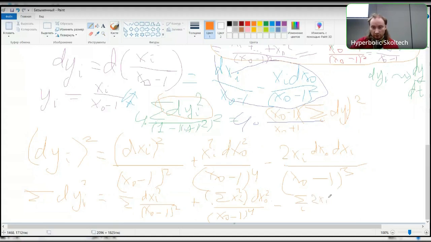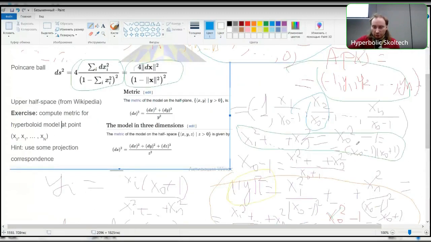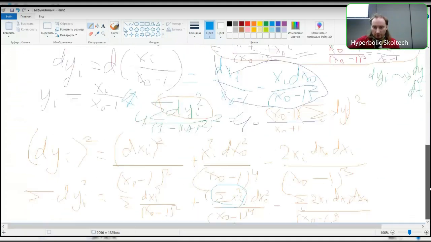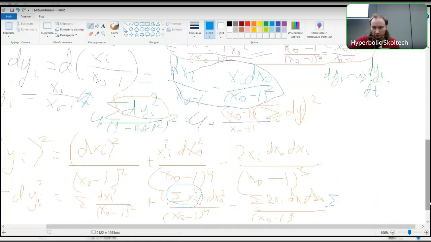So what we know already is the sum of xi squared. I already mentioned this a third time today. This is x0 squared minus 1. And the sum of xi's is not defined, not an expressible thing for now. Okay, I already spent my space. So this is the sum of dxi squared divided by x0 minus 1 squared.